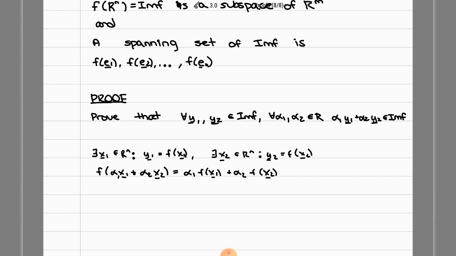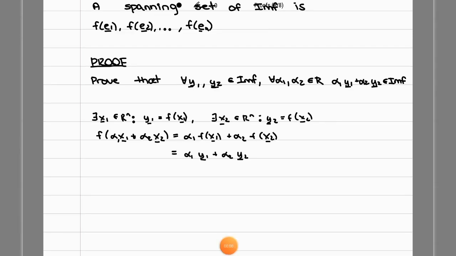And since we know that f of x1 is going to give us the y1 vector, we can then rewrite this as alpha 1 y1 plus alpha 2 y2. Same kind of thing for the other one. So every linear combination of y1 and y2 is going to be in the image space. And that's going to satisfy the definition of a subspace, which means that the image space is a subspace.